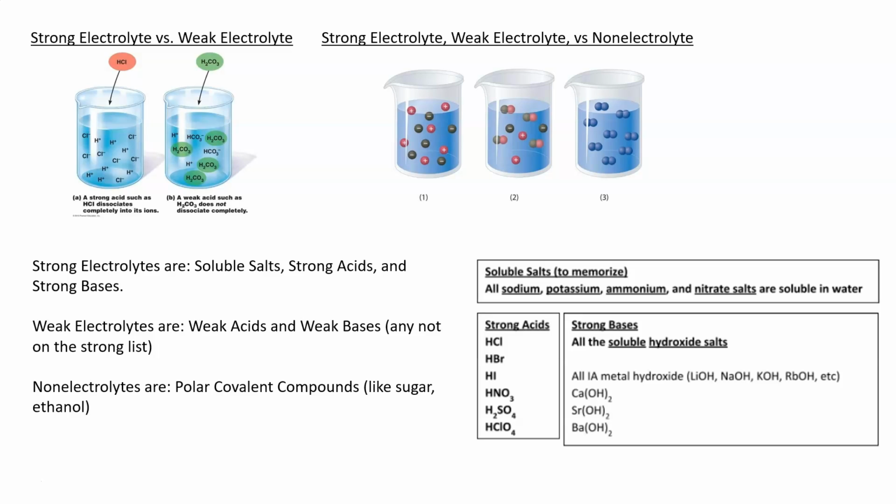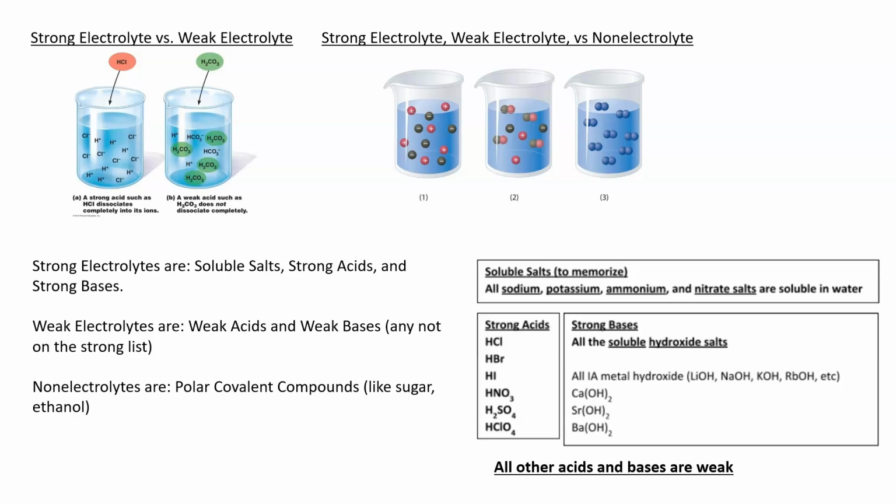Strong acids and strong bases are what you need to memorize. This is the list of the strong acids. This is the list of the strong bases. And anything that's not on that list, any other acids and bases, are going to be weak acids and weak bases. I can give you some tips on how to remember these, but really it's probably a good idea to just kind of put them to memory.